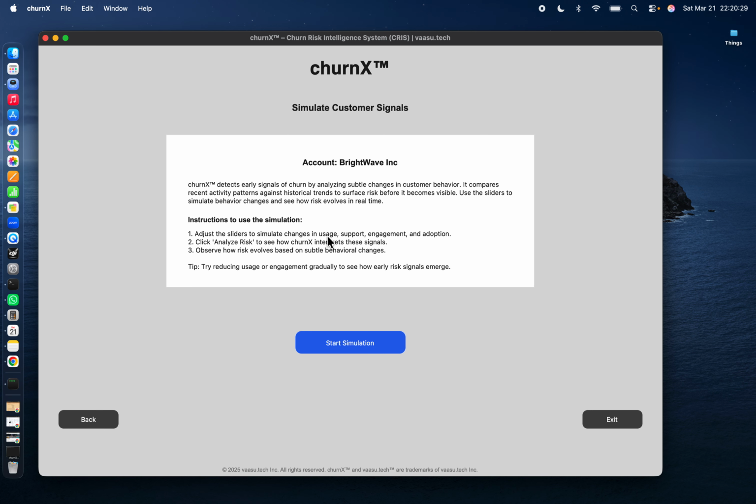In this demo, we are looking at Brightwave Incorporated with key signals like usage, support, engagement, and adoption. What we have here in the background is about 6 months worth of behavioral data or signals of Brightwave Incorporated. And through this demo, we are going to introduce subtle changes in the behavior, replicating a scenario where things have changed in the last few weeks or 30 days. And then we will have churnX analyze the changed signals and tell us what insights it can gather from the analysis. So let's begin.